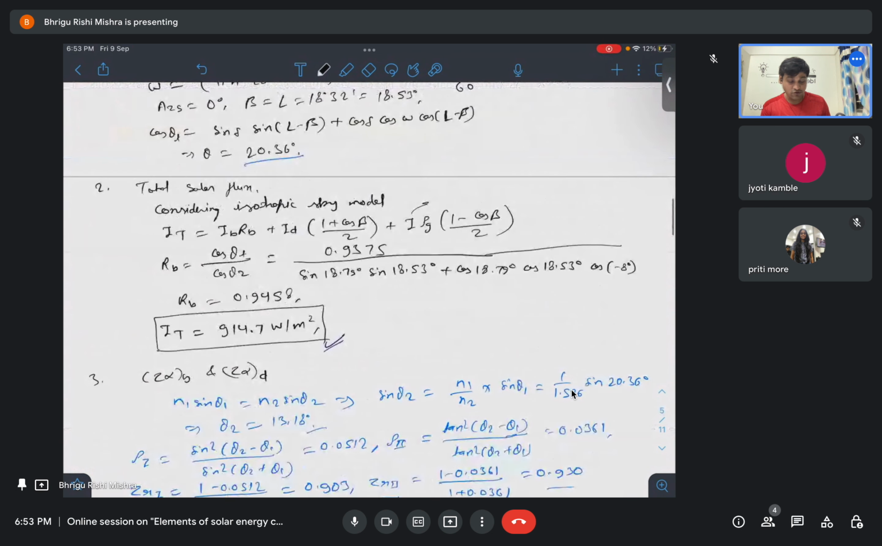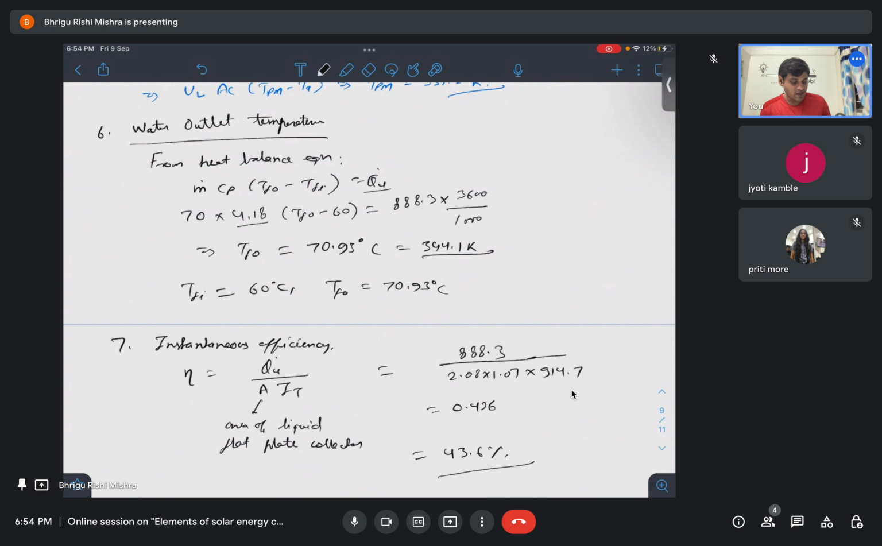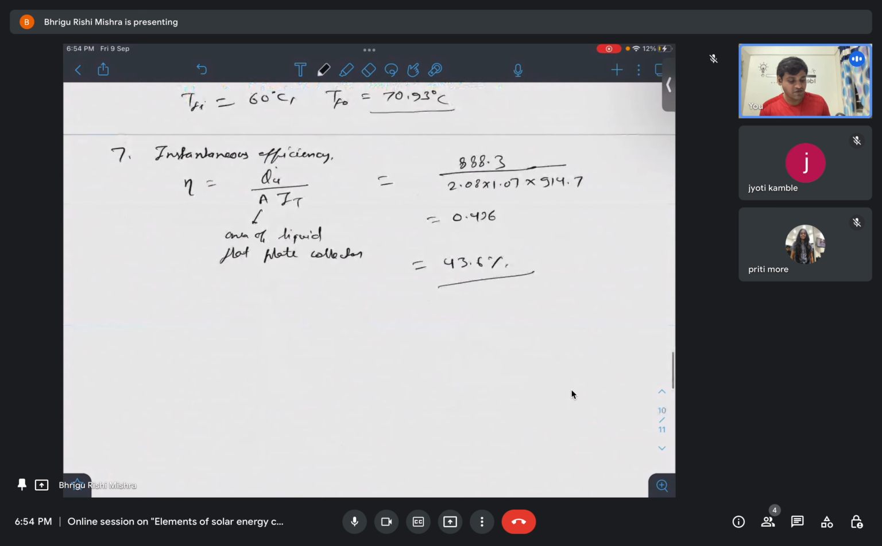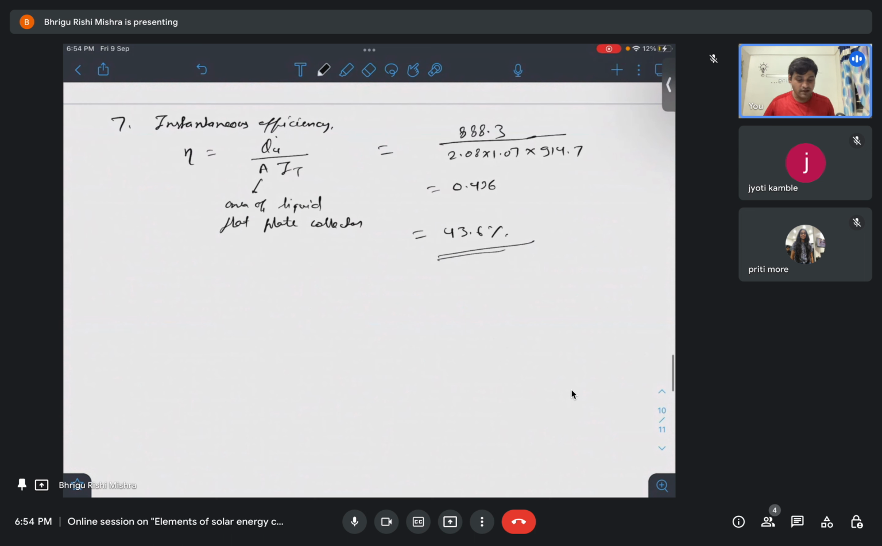I have only shown one iteration. Based on the values we obtained, we calculated the water outlet temperature, and we observed that the temperature difference between inlet and outlet is 10.93 degrees centigrade, and the instantaneous efficiency is 43.6%. So that's it from my side.